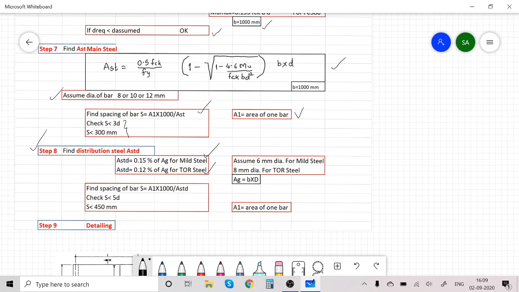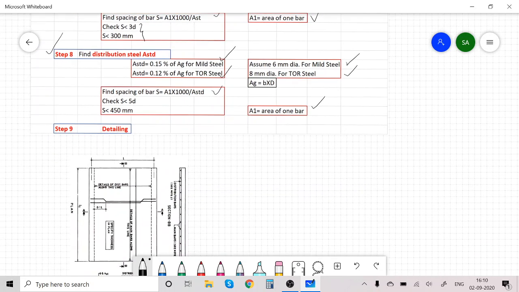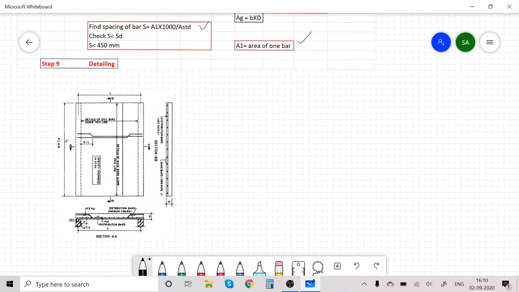Then assume diameter of the bar 6 mm for mild steel, and if you are using torch steel, assume 8 mm diameter bar. Find area of one bar, cross sectional area of one bar, and find spacing again by using the formula A1 into 1000 divided by ASTD. Then check that this spacing is less than 5D and this spacing is also less than 450 mm. And the next step is to draw the details of the design.